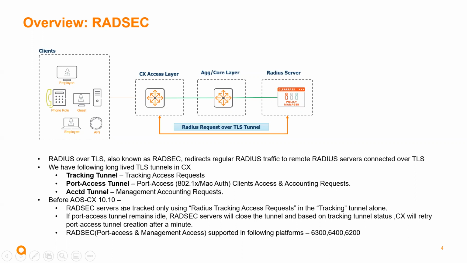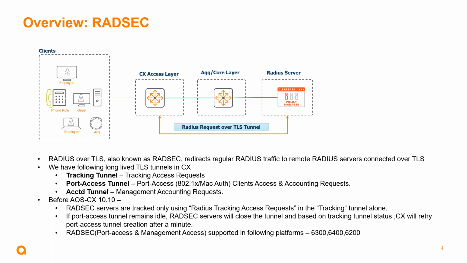Next is the port access tunnel. As I said earlier, it is responsible for sending .1x and MAC authentication access and accounting requests. But there are chances this tunnel can remain idle if there is no new user trying to onboard, or if there is no accounting update for the users. Once the port access tunnel remains idle, the RADSEC server can terminate the session of this tunnel because of the idleness. It varies from server to server. In ClearPass, by default, the idle timeout is 15 minutes. So once the port access tunnel remains idle for 15 minutes, the ClearPass server will terminate our port access tunnel.